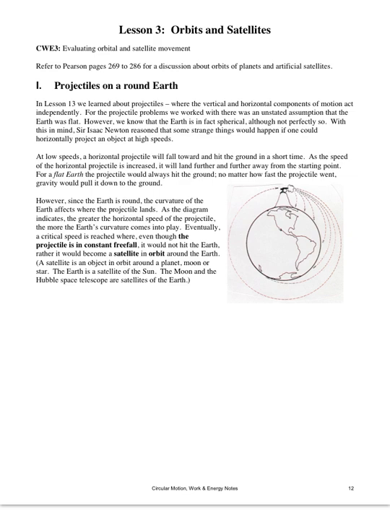the greater the horizontal speed of the projectile, the more the Earth's curvature comes into play. Eventually, a critical speed is reached where even though the projectile is in constant free fall, it will not hit the Earth. Rather, it'll become a satellite in orbit around the Earth. So a satellite is something that's circling around a planet, a moon, etc. And so the Earth is a satellite of the sun, and the moon and the space telescope are satellites of Earth.